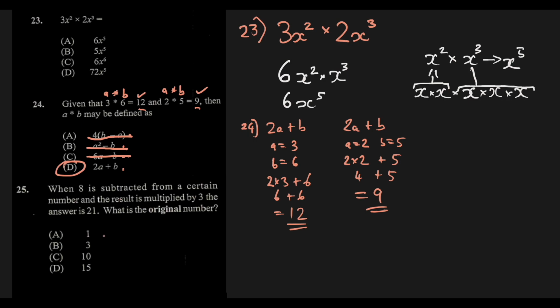So now we say for 25, when a is subtracted from a certain number, and the result is multiplied by 3, the answer is 21.